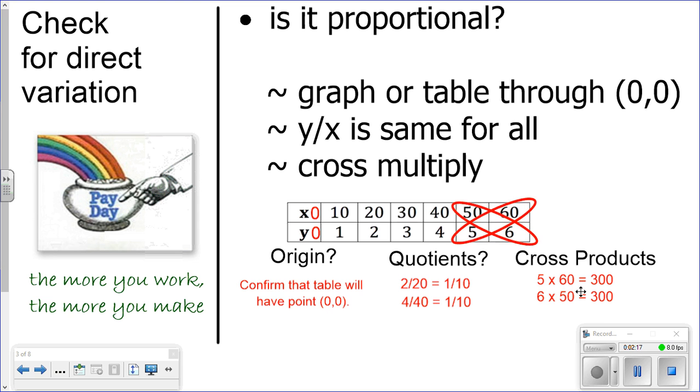Or we could check for cross products. So 5 times 60, that's 300, and 6 times 50 is also 300. So yes, this table is a proportional situation.